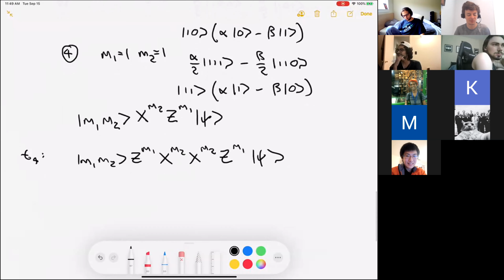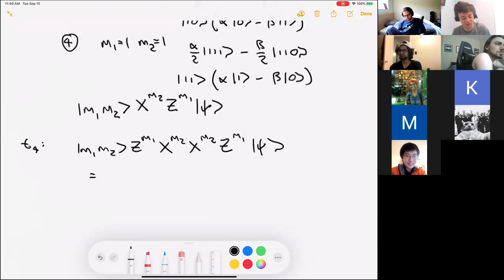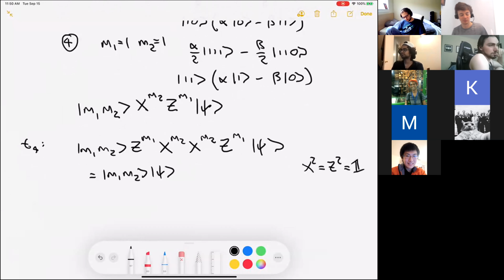Just M1, M2, psi. Indeed. X squared and Z squared both equal the identity. So X to the M2 is either just the identity if M2 is 0, or it's X squared if M2 is 1, which is also the identity. So these can get crossed out. And then the Z's go exactly the same way, so they can also get crossed out.